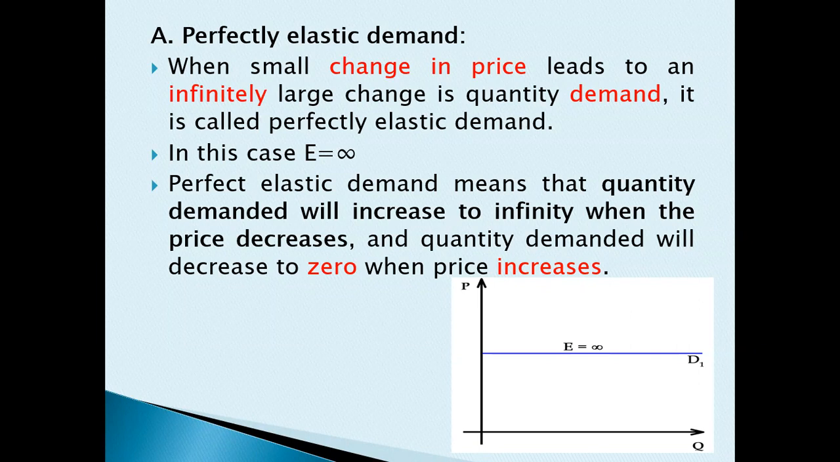Now, perfectly elastic demand means that quantity demanded will increase to infinity when price decreases. प्राइस कम कर दिया, infinitely मेरा डिमांड चेंज होगा. It may increase or it may decrease. And quantity demanded will decrease to 0 when price increases. Price increase किया तो immediately मेरा quantity, मेरा जो सेल है 0 पे आ जाएगा. और प्राइस डिक्रीज करने से वो इमीडिएटली इतना ऊपर जाएगा ना, we can't count it. That is perfectly elastic demand.